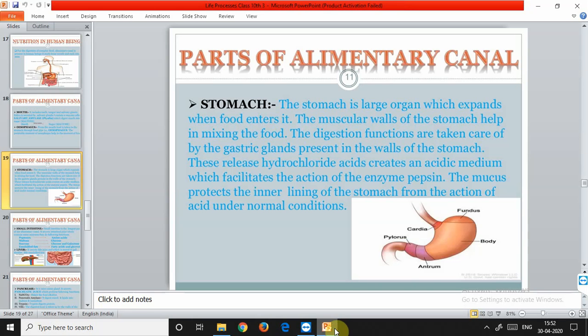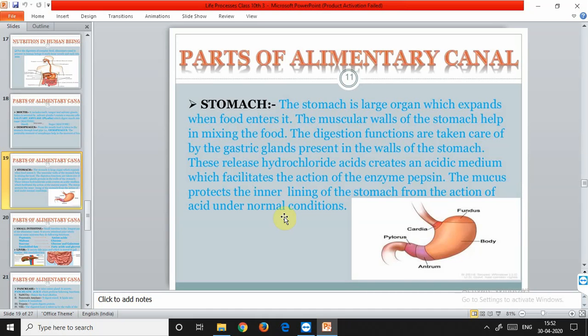Yes, the stomach. The stomach is a large organ. It is J-shaped, and whenever the food from the esophagus reaches there, it expands. Expands means the glands present in it increase their area, and the muscular walls start to contract and relax. That helps in grinding the food.